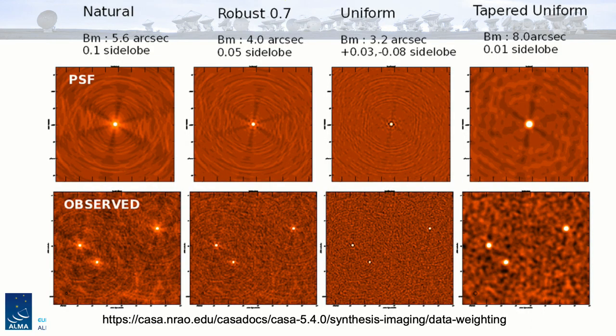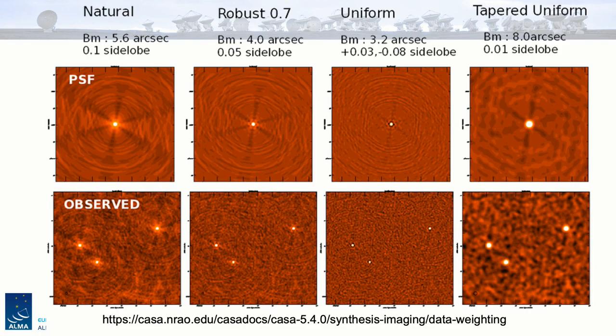This is a comparison of the different weighting options that we have seen so far, plus a tapering example. In the left-hand column, we have natural weighting, and in the top panel, we have the point spread function, and in the bottom panel, we have an example image with the point spread function convolved to the signal. We can see that natural weighting results in the highest side lobes, but it will give us a lower RMS noise due to the increase in the beam size.